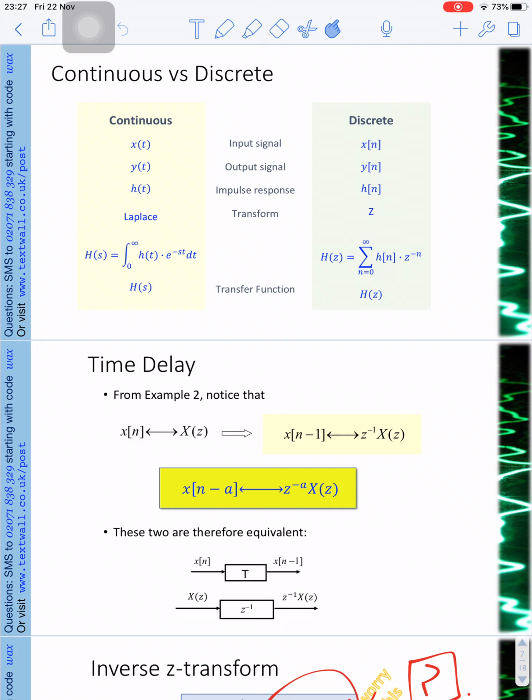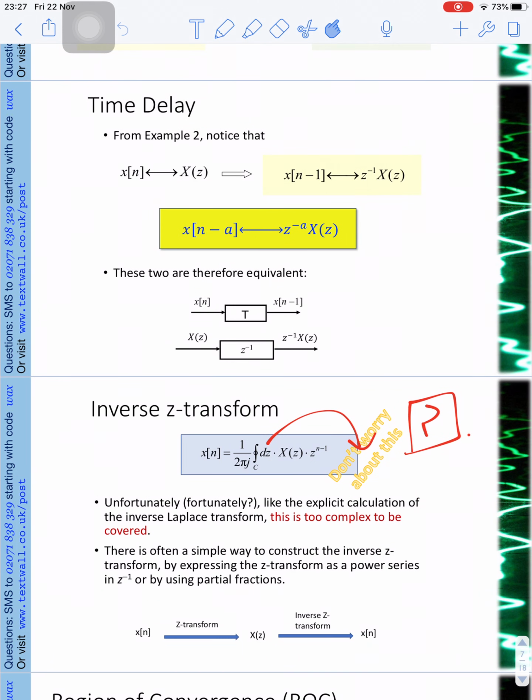So firstly, let's talk about continuous and discrete. For the continuous case, which was illustrated in the last lecture, we have x(t), y(t), h(t), the Laplace transform, and H(s) as the transfer function. We are going to re-represent these as x[n], y[n], h[n], the Z transform, and H(z). And time delay is just a multiplication.